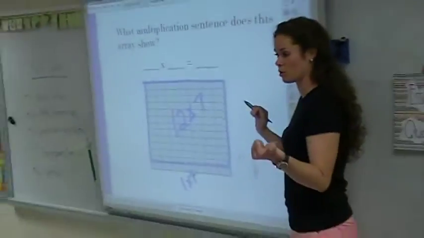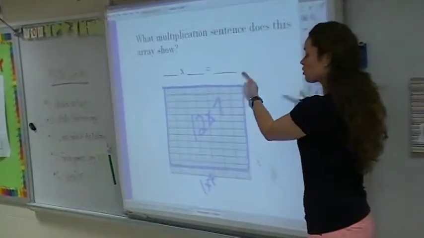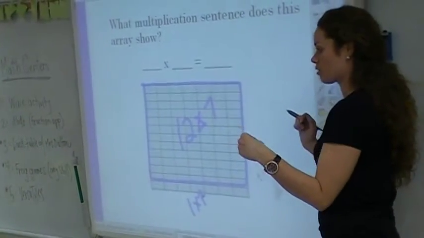12 times 7, and this one down here, what would this model? 7 times 7. Exactly. So he did 12 times 7. He knew his 12 multiplication facts, or 12 times tables, so he did 12 times 7, and then added one more group of 7. Perfect.